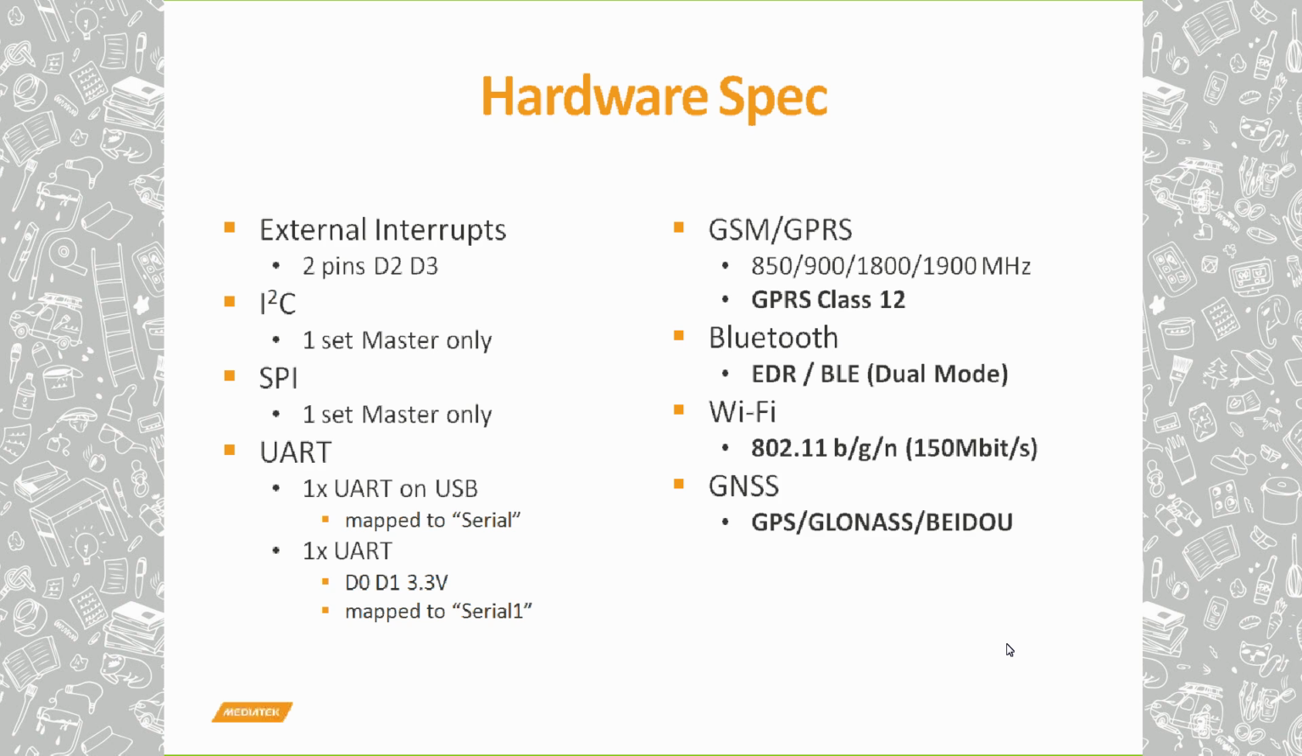We have I2C, we support SPI and UART, and more importantly, we have GSM and GPRS support. So there's data connectivity available through the 2G network. Then we have Bluetooth, both modes like EDR and BLE. We have Wi-Fi, and as mentioned before, GNSS, so GPS, GLONASS and Beidou.